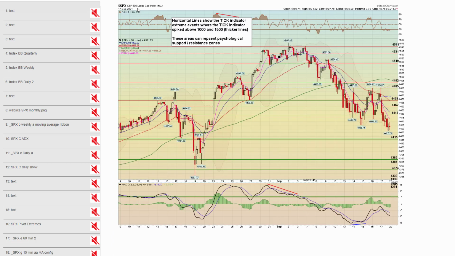Moving back to the traditional charts, here's this. This is a 60-minute S&P. These horizontal lines represent the area where the NYSE tick indicator spikes above 1,000, and the thicker lines are when it goes over 1,500. So been pretty good guides. You can see over the last week, all these bounce attempts stalled right at this tick pivot, 44.85.